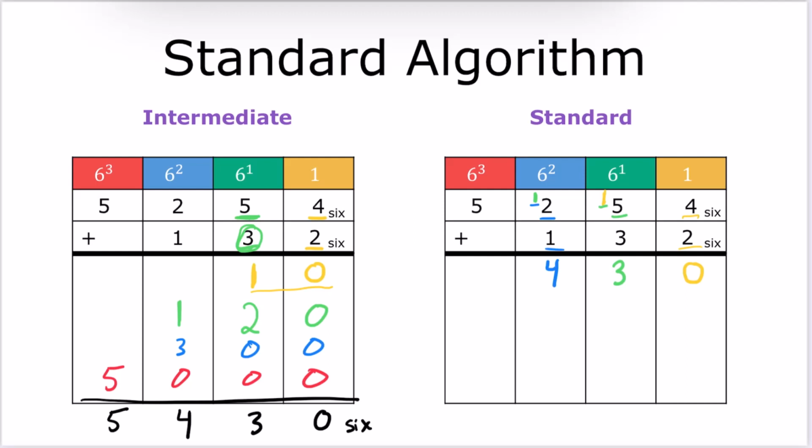And then for my last place value, my 6 cubed or my 216 place value, I would just have 5 of those blocks. So you can see we get the same answer that we got with the intermediate algorithm. It's just a shorthand way of writing out the process of the intermediate algorithm. So that's how you could use the standard algorithm.